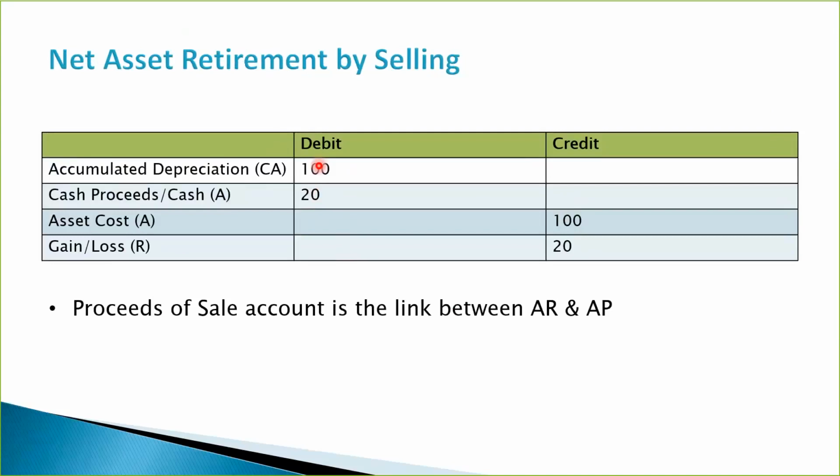So the net is going to be this. Accumulated depreciation will be debited, asset cost will be credited. You will get an increase in cash, which was the proceeds of sale, and in the gain and loss, you will get a gain because of this proceeds from selling.